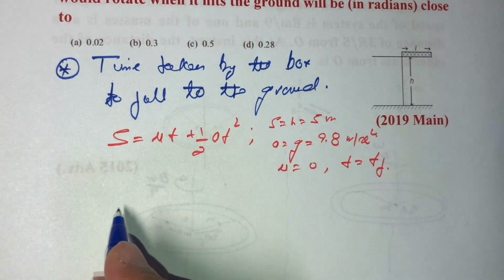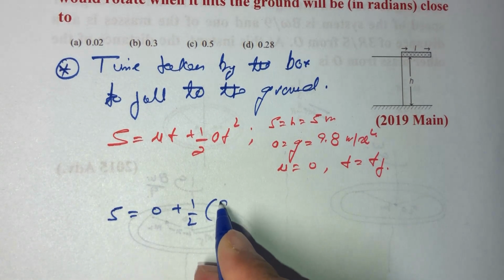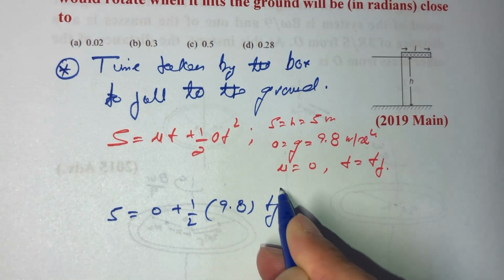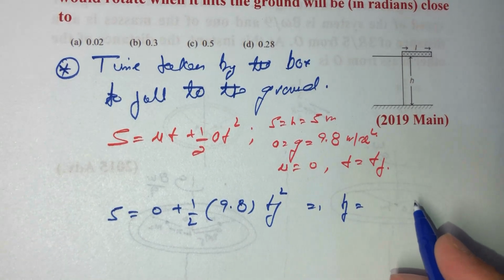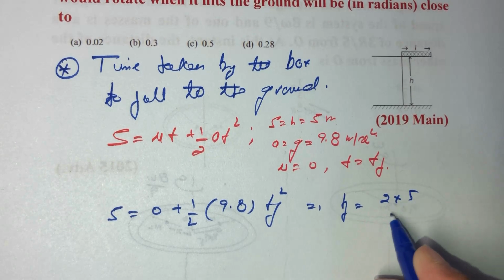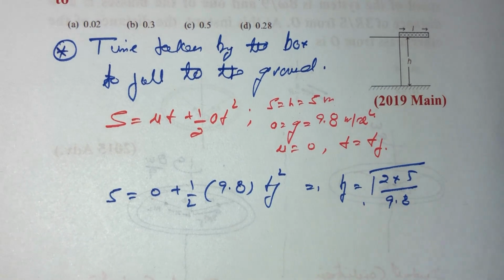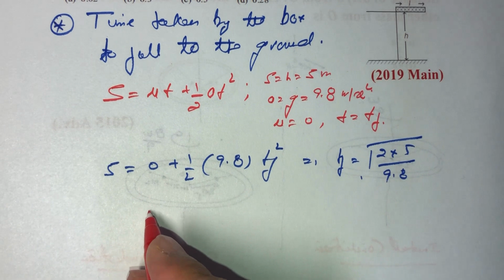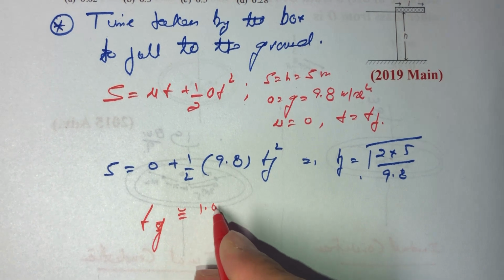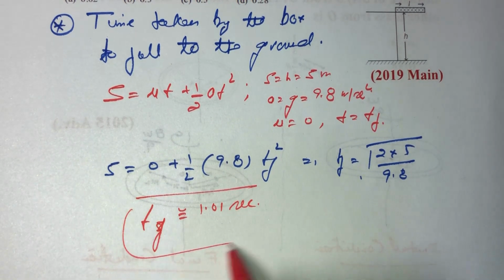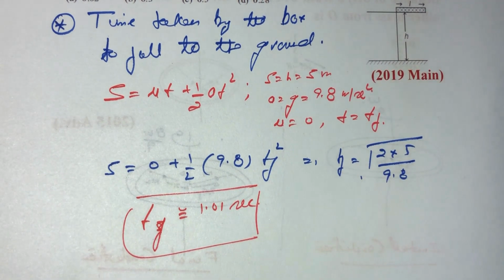Substituting values, we get 5 = 0 + half × 9.8 × tf square. Therefore tf will be equal to the square root of 2 × 5 divided by 9.8. Therefore time tf will be approximately equal to 1.01 seconds. So this is the time taken by the box to reach the ground.